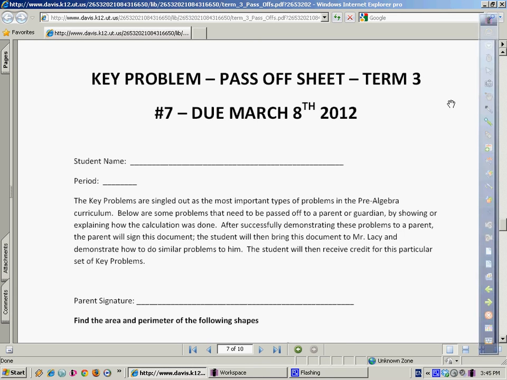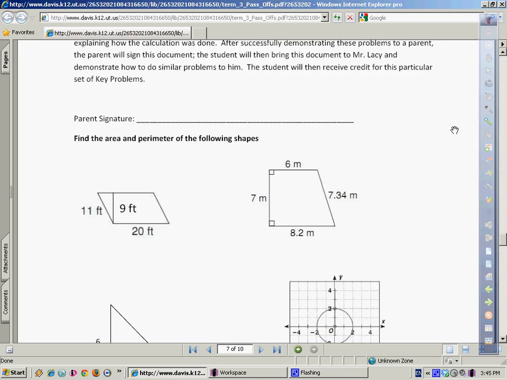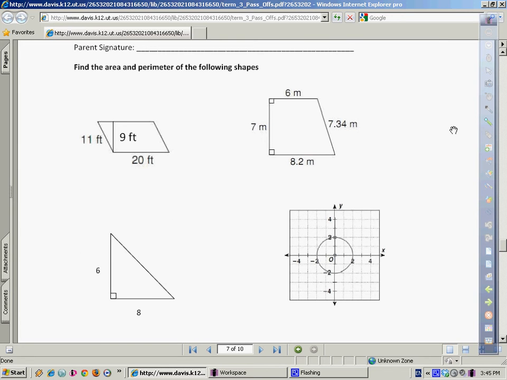Okay, this is problem pass-off sheet number 7. This pass-off sheet is due March 8th. And what we're doing in this pass-off sheet is finding the area and perimeter of certain shapes. So I've given you four different shapes, and we're going to find the perimeter and the area of each.